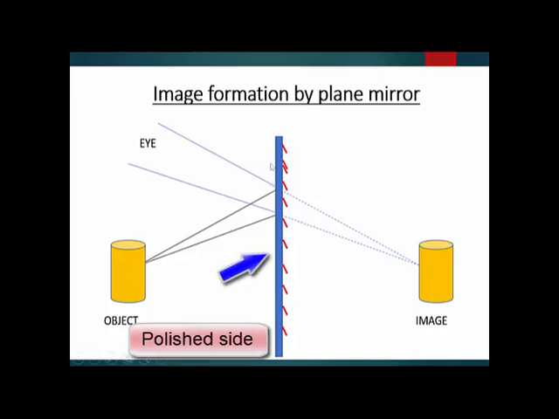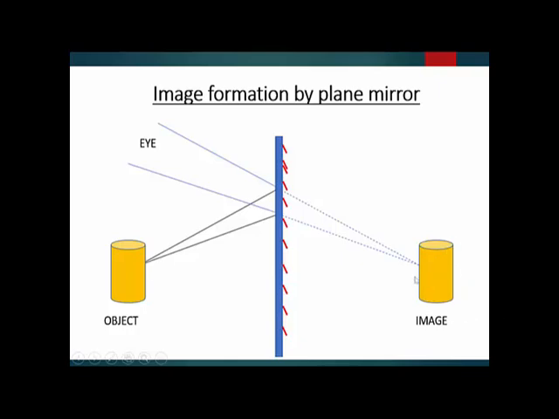So this is the front surface, this side is the front surface. The back side is painted. So when you stand in front of the mirror, you see your image exactly like how you are, but that image is formed behind the mirror, somewhere inside the mirror.